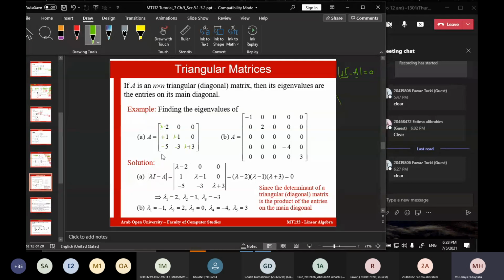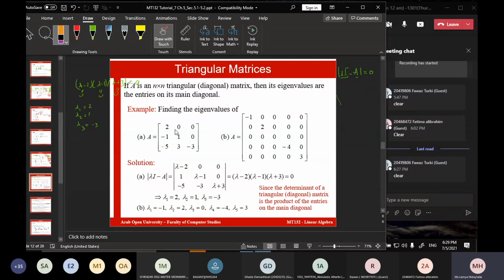Now, if you want to find the determinant of this, how do you find it? This is an upper triangular, sorry, lower triangular matrix, correct? So the determinant is the multiplication of these diagonal terms, correct? So what we want to solve for the eigenvalues is the determinant: lambda minus 2 multiplied by lambda minus 1 multiplied by lambda plus 3 is equal to 0. So either this one is zero, or this one, or this one. So lambda one equals 2, lambda two equals 1, and lambda three equals minus 3. What are they? They are actually the same values that are on the diagonal, right? 2, 1, minus 3.